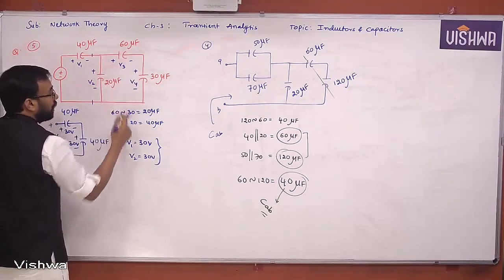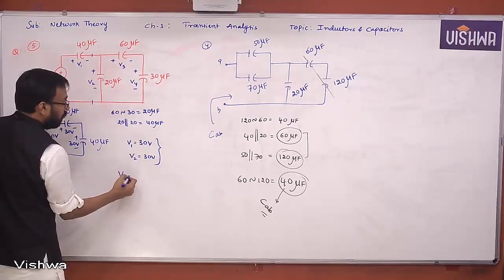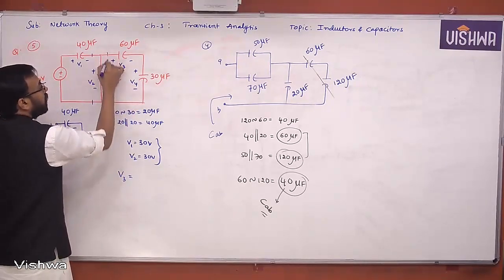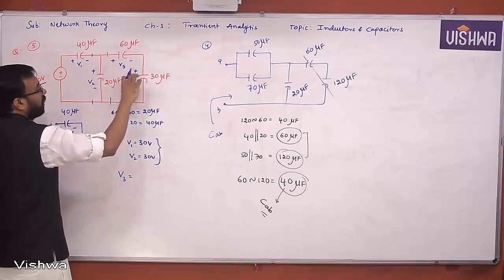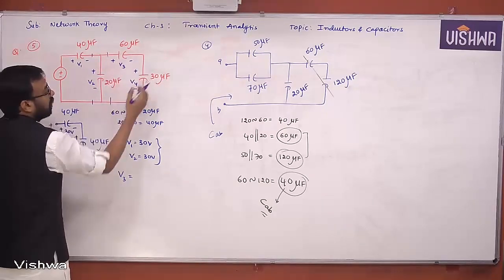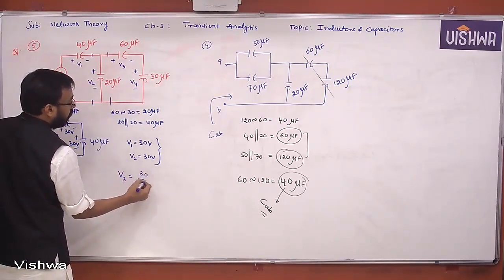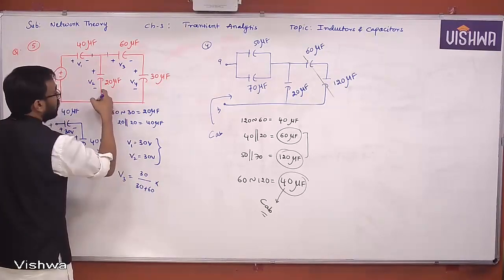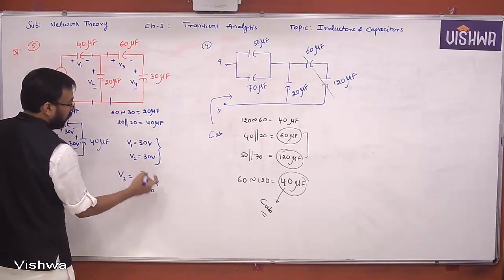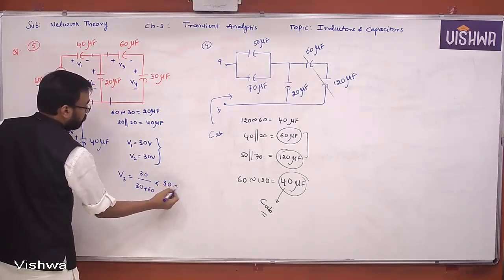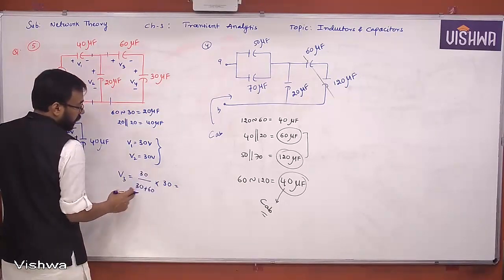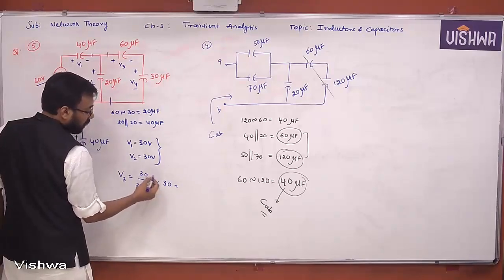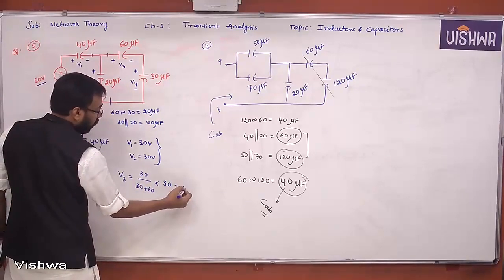So what will happen here? V3 will become, these two are in series. When these two are in series, the total voltage divided, now V3 will become, now C4, that is 30 by 30 plus 60 into, what is this value? V2 how much? 30 volts. That's it. Now 30 into 30, 900, 30 plus 60, 90, 900 by 90, that is 10 volts.